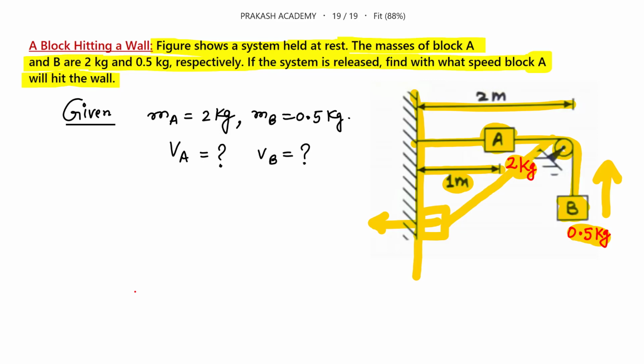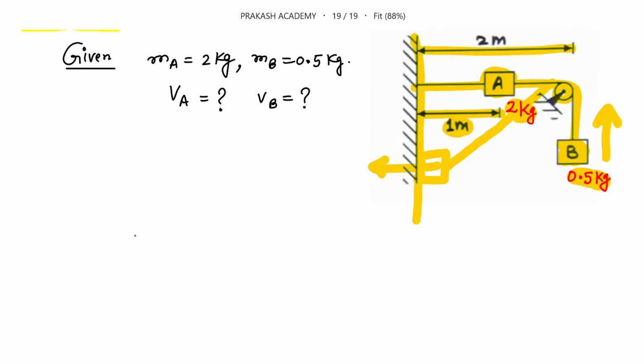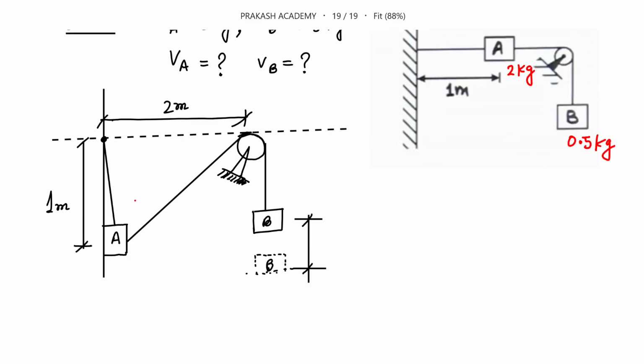Now how will you do this problem? Let us first see the deformed shape. It will look something like this. So what is happening here? This mass is falling in a radius of 1 meter and is going to hit the wall somewhere here. Once it hits the wall, it will have some velocity. Let's call this velocity v. And this height is the same, so this distance is 1 meter.